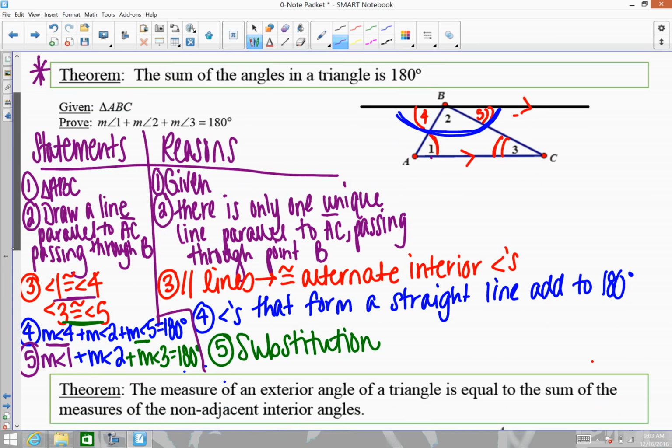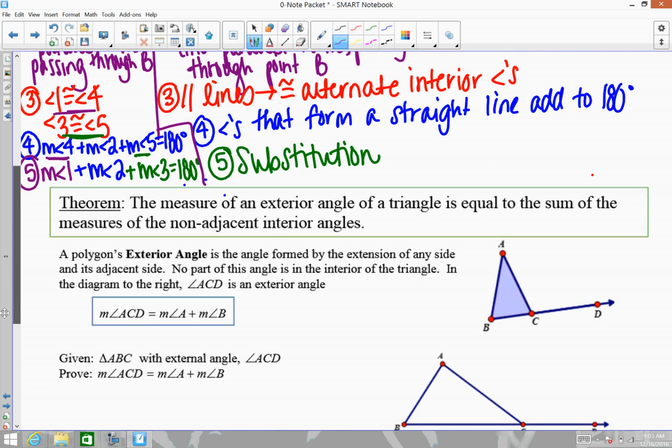For the next theorem here, that's called the exterior angle theorem. So you should have learned this already in middle school. But just to refresh your memory, first of all, an exterior angle is any angle outside of the triangle. So this angle right here is your exterior angle. According to this theorem, it is equal to the sum of the two non-adjacent interior angles. So this would be the adjacent interior angle because they're next to each other. So this exterior angle would be equal to the sum of these other two angles.